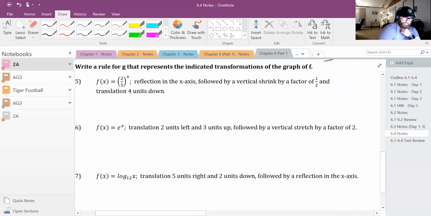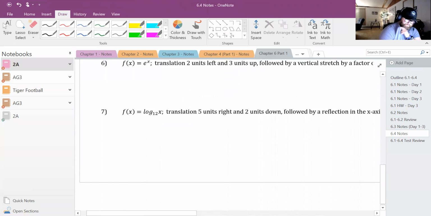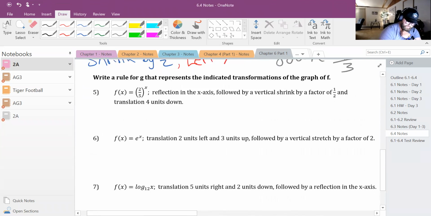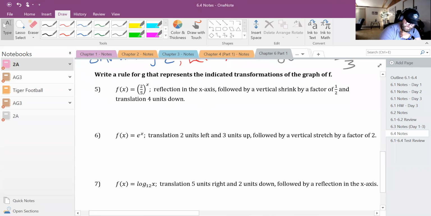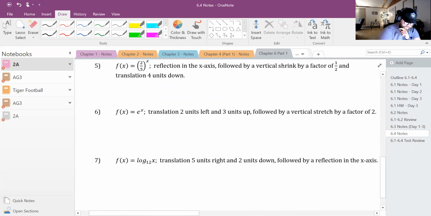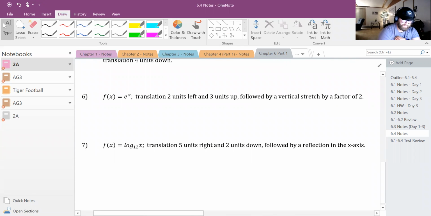Okay, now we got word problems. I'll do a couple of them. Maybe I'll do 5 and 7. Easy. Yeah, I'll do 6 and 7. I think 5's the easiest. Okay, let's go 6 and 7.